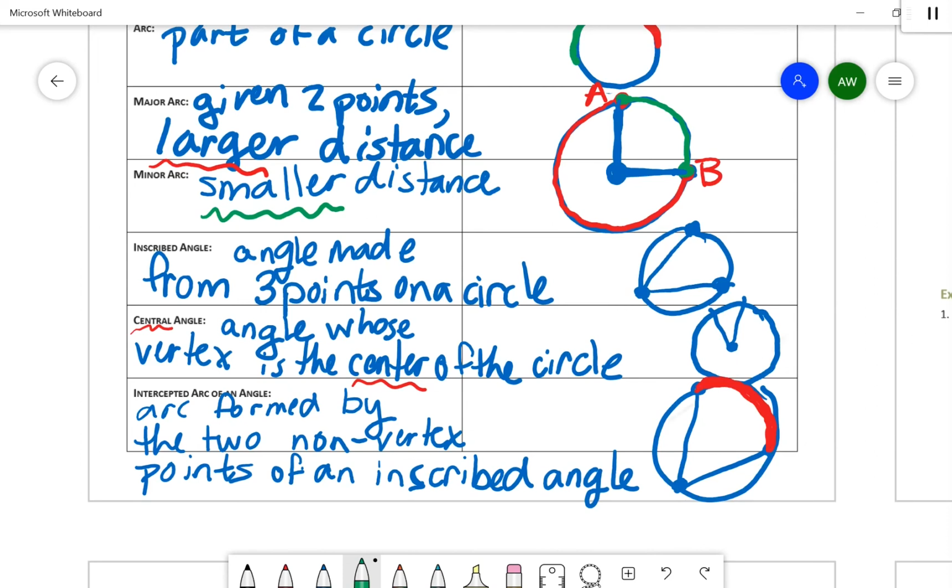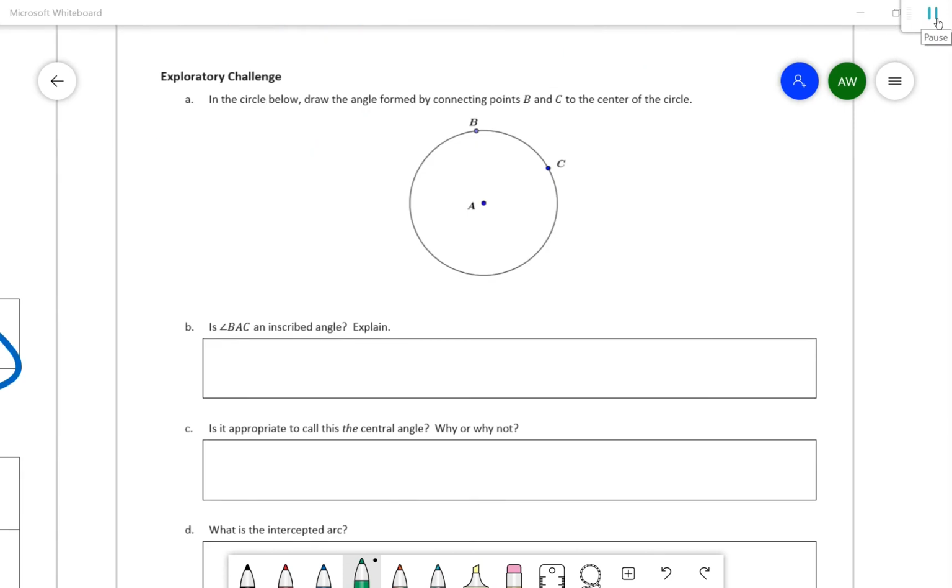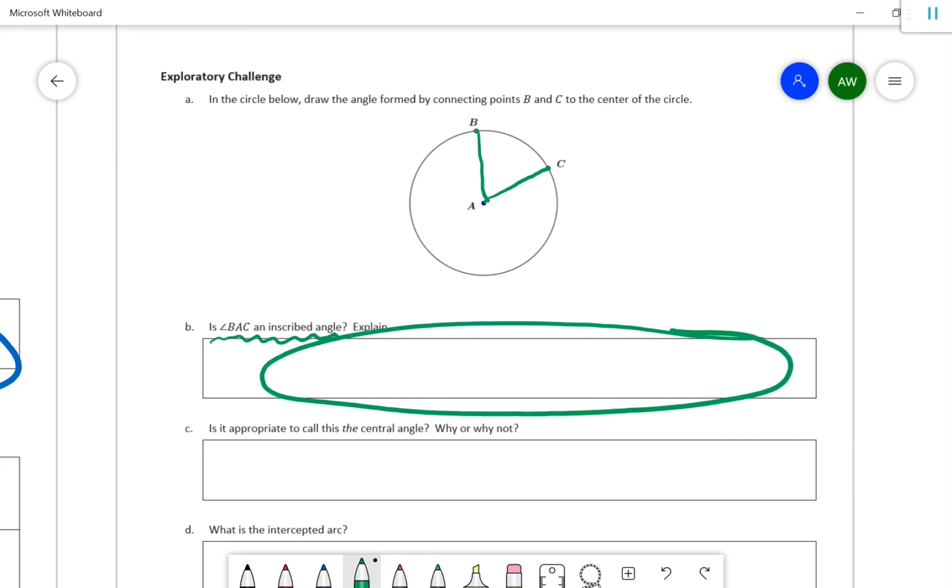All right, let's take some of these vocabulary words and start thinking about them a little bit deeper. Okay, so here we have an exploratory challenge, and this challenge says, in the circle below, draw the angle formed by connecting points B and C to the center of the circle. So we can make those two line segments that connect B and C to point A. And our first question says, is angle BAC an inscribed angle? Explain. So go ahead, pause this video, and in this box, I'd like you to write just a sentence or two about whether or not this is an inscribed angle and tell us why.